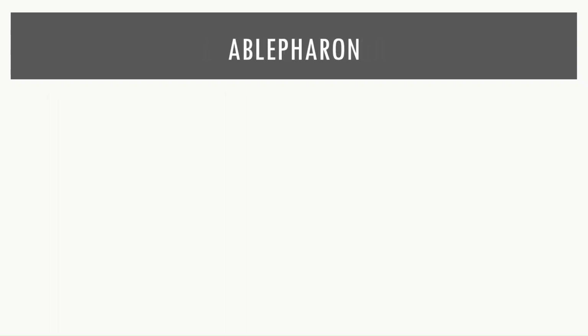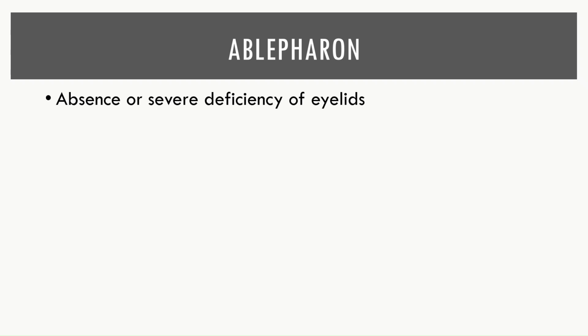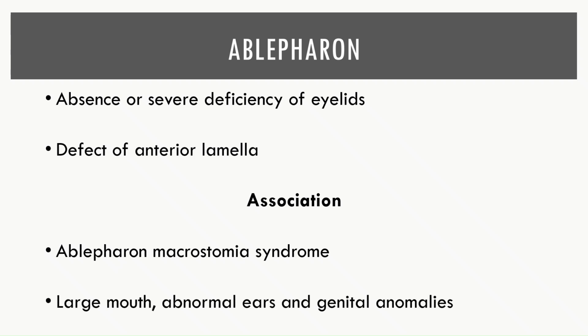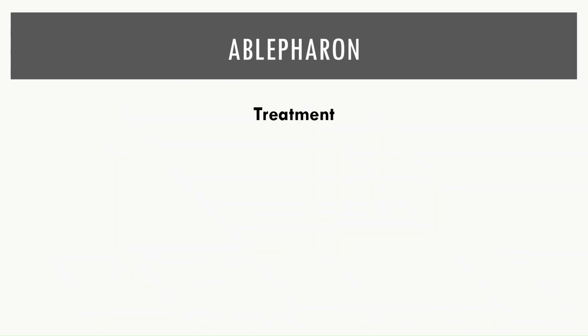Ablepharon. It represents failure of eyelid formation rather than malposition. It is the absence or severe deficiency of eyelids. There is a defect of the anterior lamella. The associated syndrome is ablepharon macrostomia syndrome, which is characterized by large mouth, abnormal ears, and genital anomalies. The treatment includes reconstructive skin grafting.